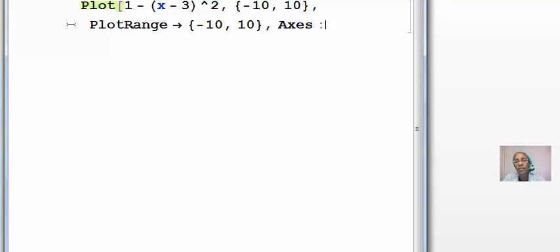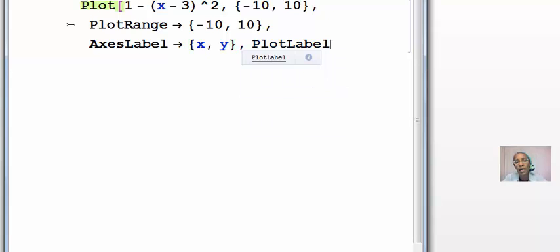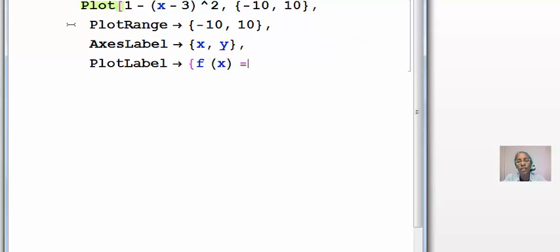I'm going to tell it to label my axes. And these words have to be spelled just like I'm spelling them. So I want to label it XY. And I'll put in an actual label of the plot. And I'm thinking that this is the way I put it in. If I see that it doesn't come out right, I can go in and change it.